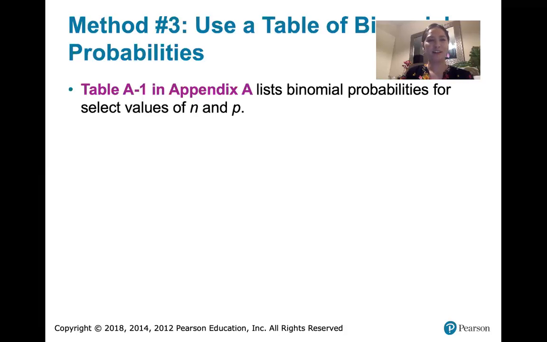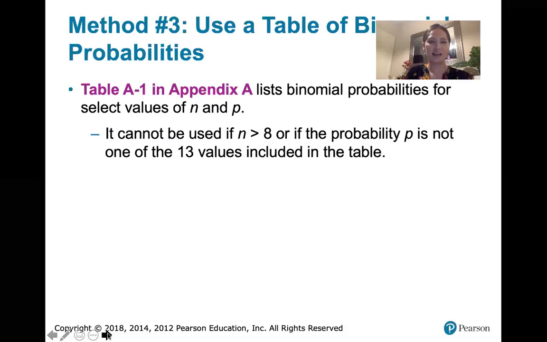So we already talked about three methods for computing binomial probabilities, and the fourth method is to use a table of probabilities. So we've got table A1 in Appendix A of our textbook. Note that it can't be used if n is greater than 8 or if the probability is not one of the 13 values included in the table. So that's a downside to that.